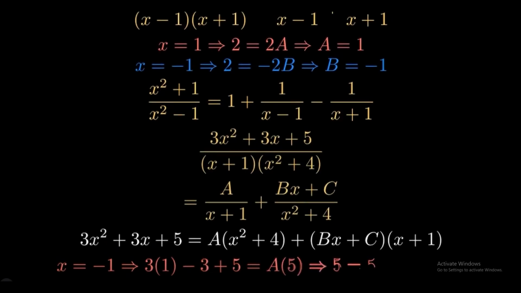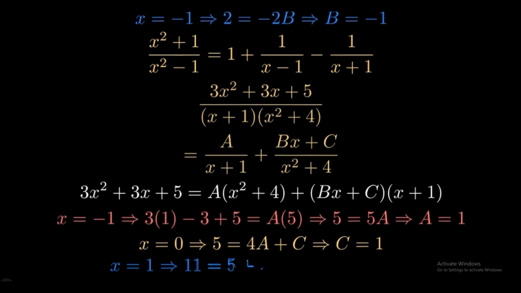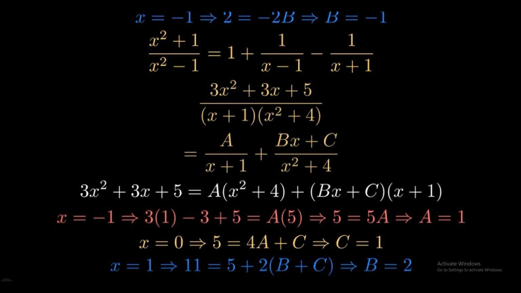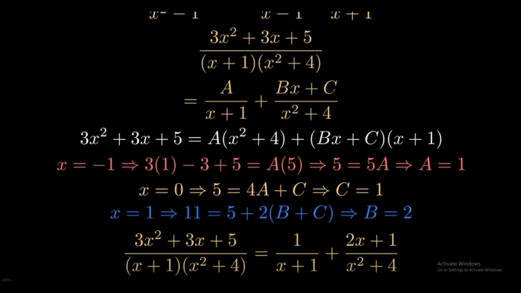Plug x equals negative 1 to solve for A. We get 5 on the left equals 5A, so A equals 1. Now choose x equals 0 to quickly find C. We get 5 equals 4A plus C, so C equals 1. Choose x equals 1 to solve for B. We get 11 equals 5 plus 2 times (B plus C). With C equals 1, that gives 2B equals 4, so B equals 2. Therefore, the decomposition is 1 over (x plus 1) plus (2x plus 1) over (x squared plus 4).